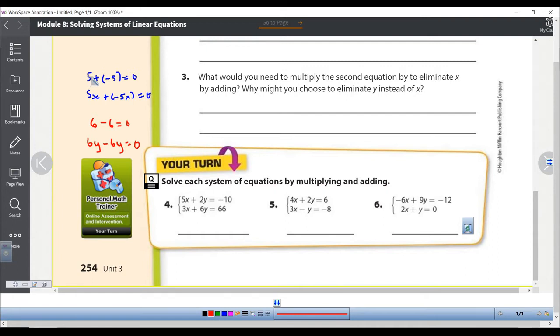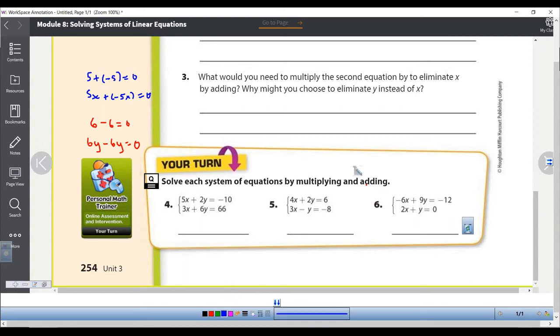So when we have terms that are opposites, we add. When we have terms that are the same, we subtract, and that will eliminate one of the variables for us. But when you take a look at number 4 here, you have 5x and 3x. Those are neither the same nor opposites. And you have 2y and 6y, and those are neither the same nor opposites. So what to do? Does that mean we can't use elimination? No, that means we just need to work to create a pair that is either the same or the opposite. Now they've asked us to add, which means we want to look for opposites.